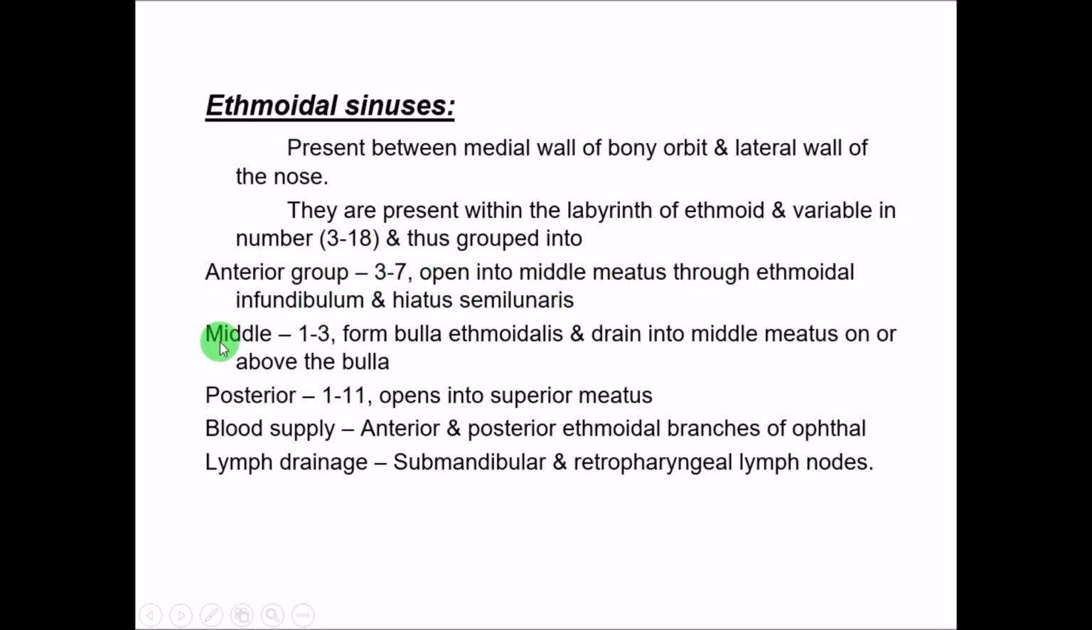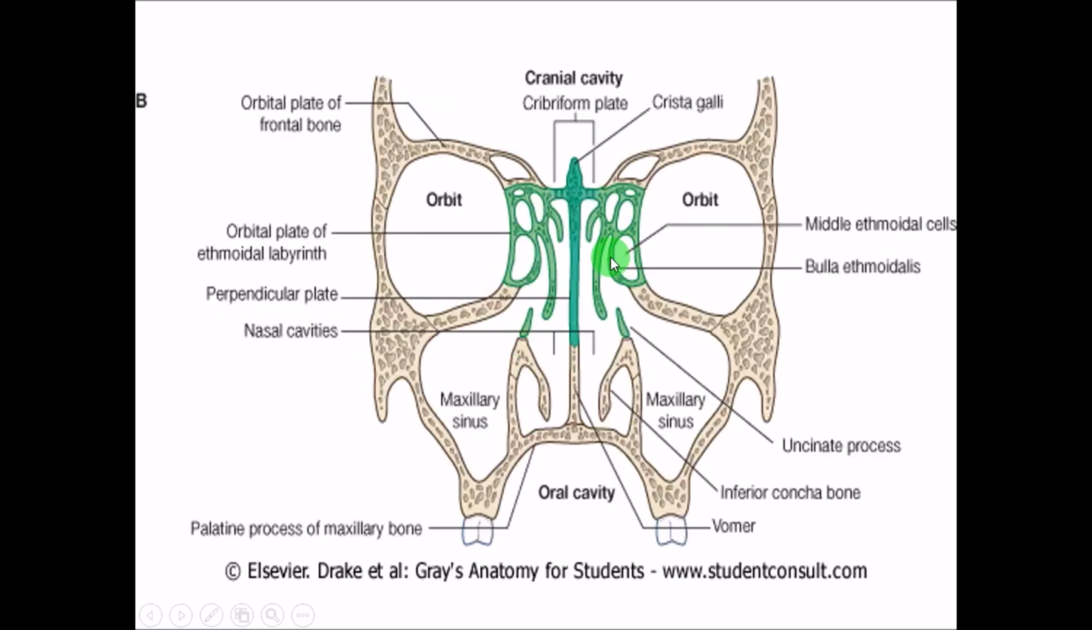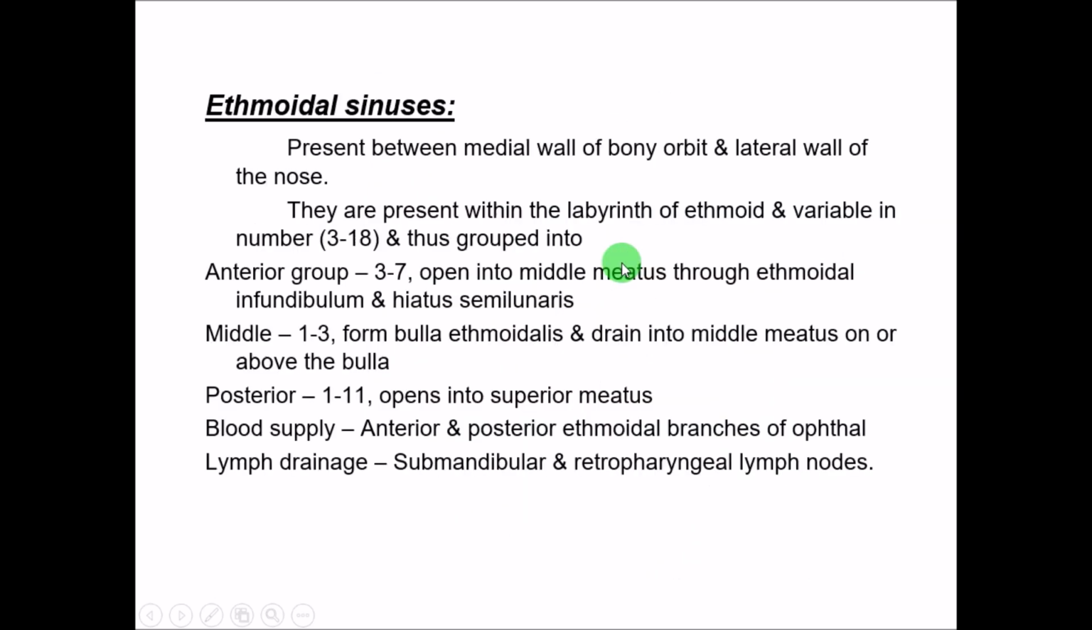The middle group also opens there; they are usually 1 to 3 in number, and form the bulla ethmoidalis, as you can see here in this picture. So this elevation within the lateral wall of the nose, the bulla, is formed by the middle ethmoidal air sinuses, and they open into the middle meatus on or above the bulla. So the middle as well as the anterior group open into the middle meatus, but the posterior, numbering from 1 to 11 sometimes, opens into the superior meatus.